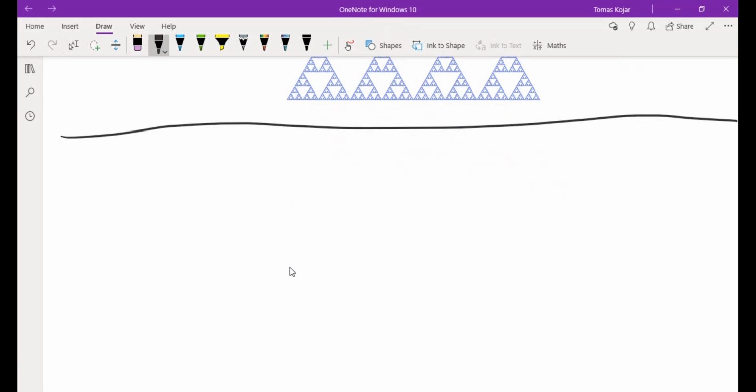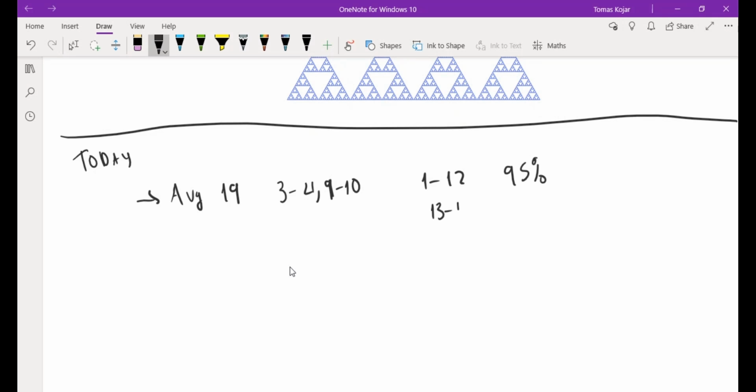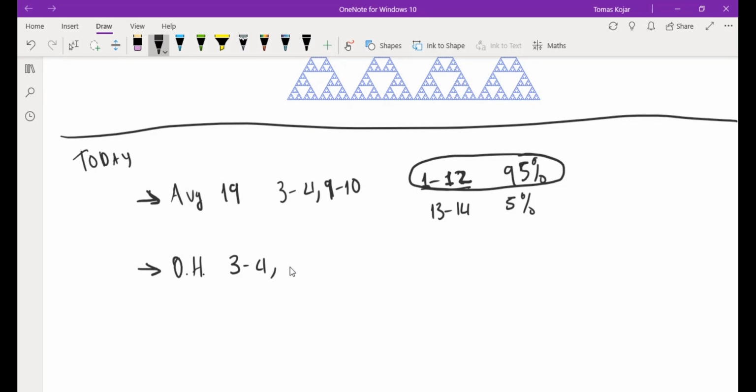Just to make some announcements. Again, the final is on the 19th, 2 slots. It will mostly cover 1 to 12, 95%, and then 13, 14. So if you're not comfortable with this, you should devote the next 2 weeks only on the 1 to 12. Do not try to do the 13, 14 if you're not comfortable with this material, please. As usual, we have office hour Fridays, 3 to 4 and 9 to 10.